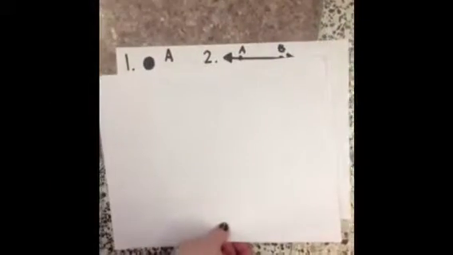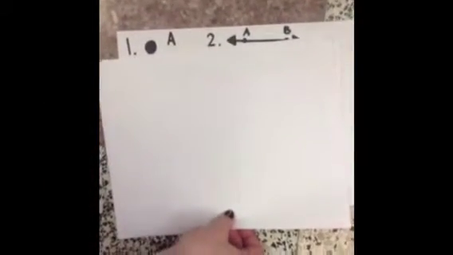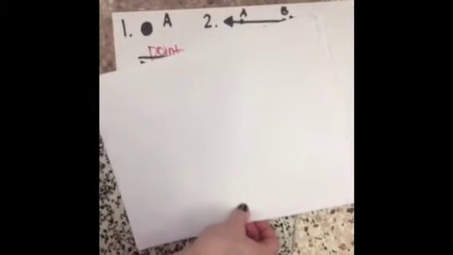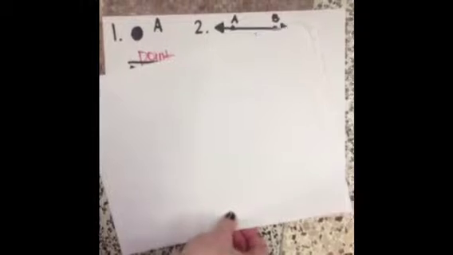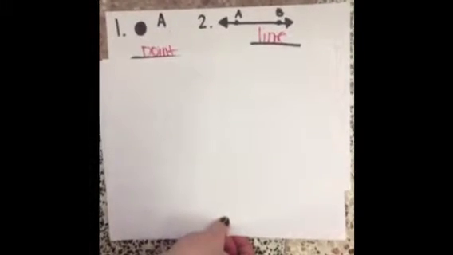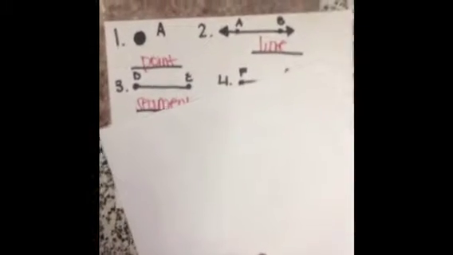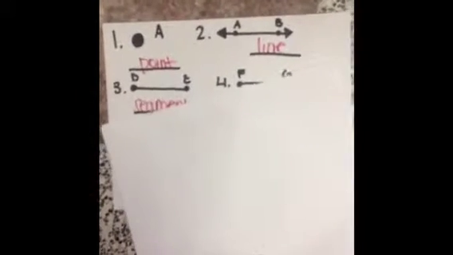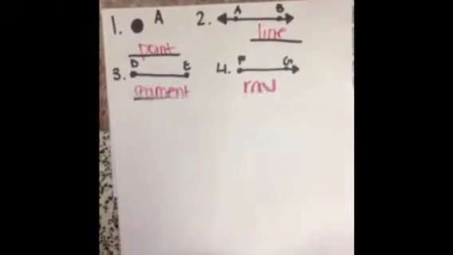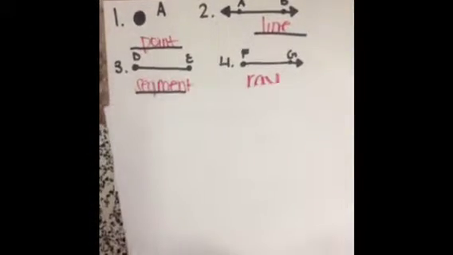Number 1 names a location and has no size. It is represented by a dot. Point. Number 2 is a straight path that has no thickness and extends forever. Line. Number 3 is the part of a line consisting of 2 points and all points between them. Segment. Number 4, part of a line that starts at an endpoint and extends forever in one direction. Ray.